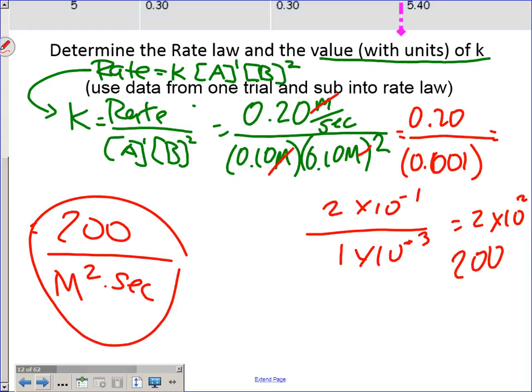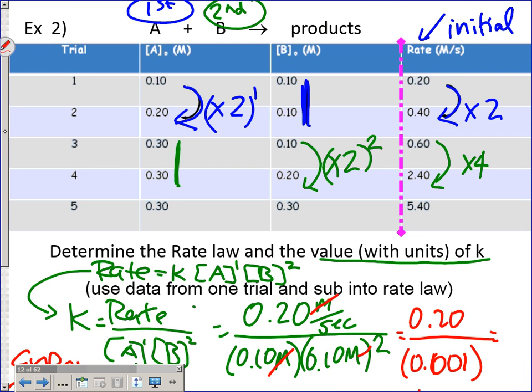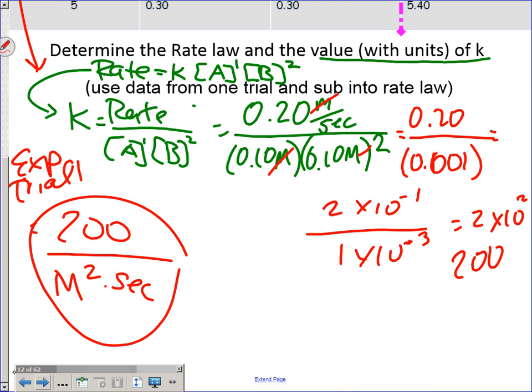So where did you get the 0.1 from? I pulled it straight from trial 1. I just looked at the data here, and I pulled it down. So whenever, use the data from one trial and substitute into the rate law that you just made, and then find your k-value. Yes, you're squaring the entire thing, which happens to be molarity as well. Good point. All right, let's do another one like that.